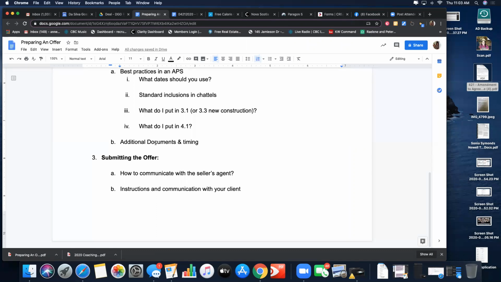And so yes, physically, how do you submit the offer? You can send it any way you want. You can fax it. I don't know anybody that faxes anymore, but you could do that. Email it, scan it, share it through DocuSign, send it through Dotloop, drop it off. I don't know. That's important.